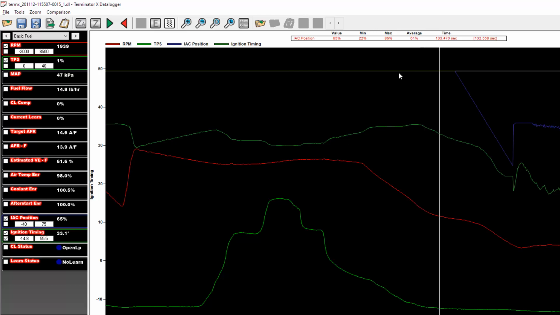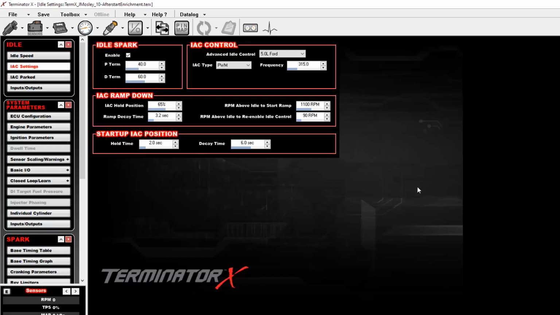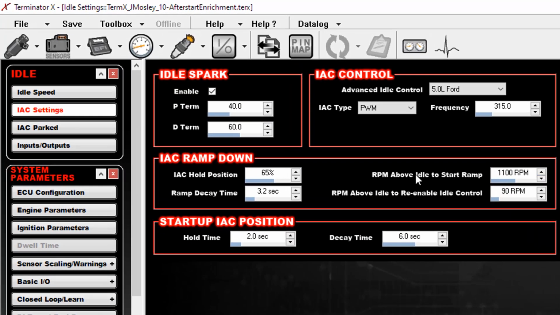So it's basically closed throttle, but you see that the idle air valve duty cycle is still 65%, hanging there. And so what happens is, even when you're closed throttle, until your RPMs have dropped low enough to get to a certain point and then continue down, it's just going to hold that. And that's determined right here by this RPM above idle to start ramp. So remember, if we're set at 740 as the target idle speed, 1100 above that would be 1840. So what this means is that when he's in the throttle, it's going to hold that idle air at 65% duty cycle until he lets off the throttle and it comes back down and it's at least under 1840.